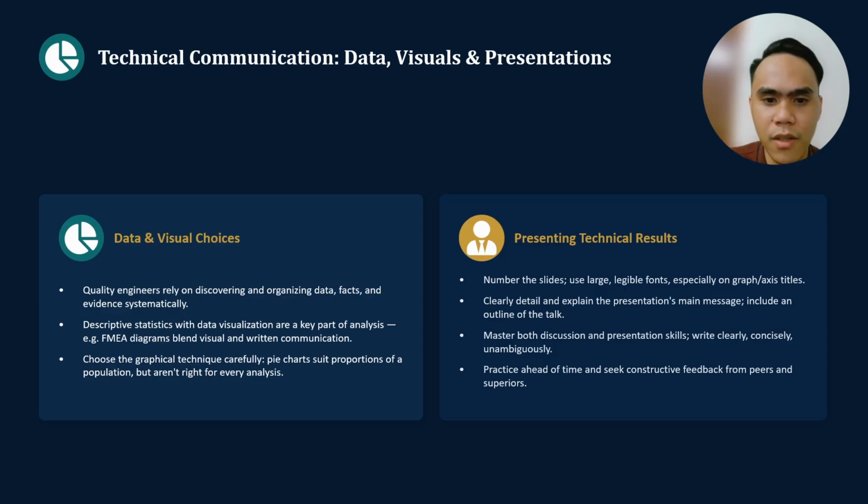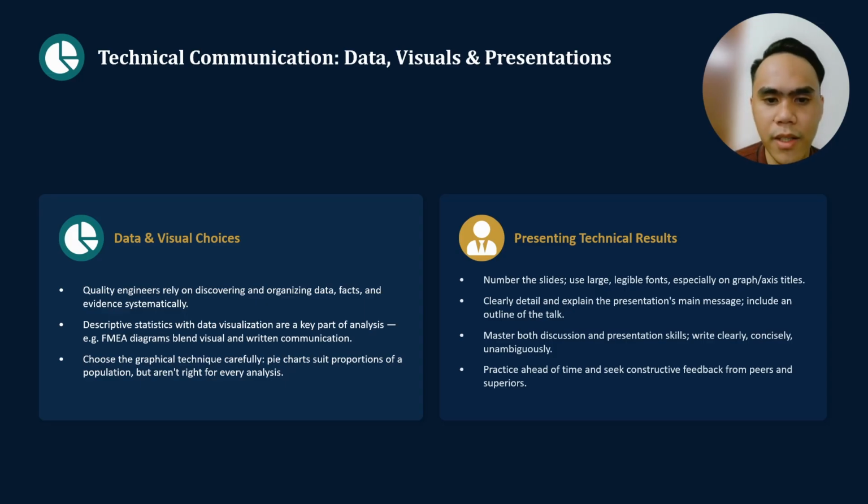Technical communication of results often draws in all forms of communication at once, and PowerPoint presentation is specifically used when one person is relaying technical information to a group of listeners. The chapter gives concrete practical guidance here worth taking seriously. Limit the number of slides, use large and legible fonts, especially for any graph or axis title, which are notoriously easy to make too small to read. Clearly detail and explain the main message of the presentation rather than assuming it's self-evident, and include an outline of the talk so the audience knows where they are in the structure at any given moment.